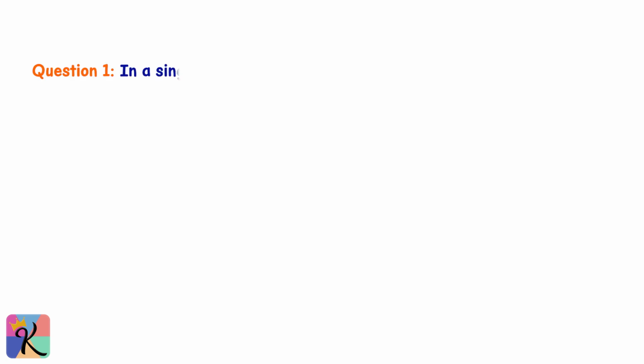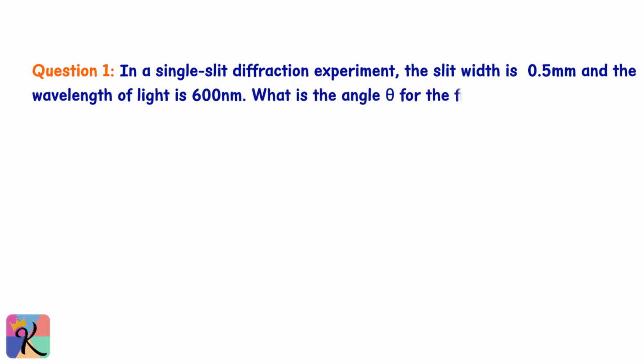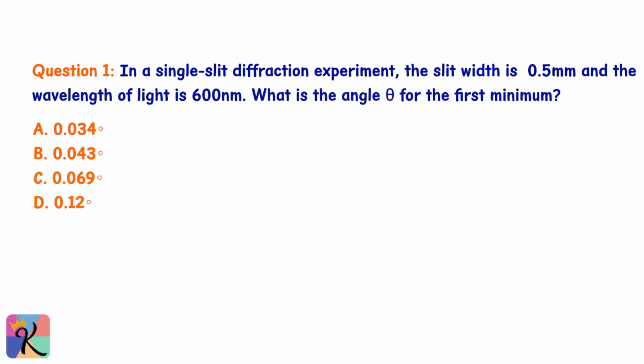Question 1. In a single-slit diffraction experiment, the slit width is 0.5 millimeters, and the wavelength of light is 600 nanometers. What is the angle theta for the first minimum? Please pause for a moment and take your time.